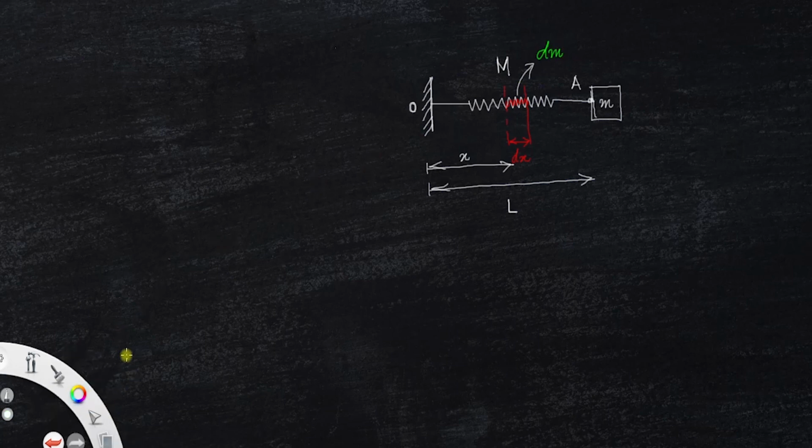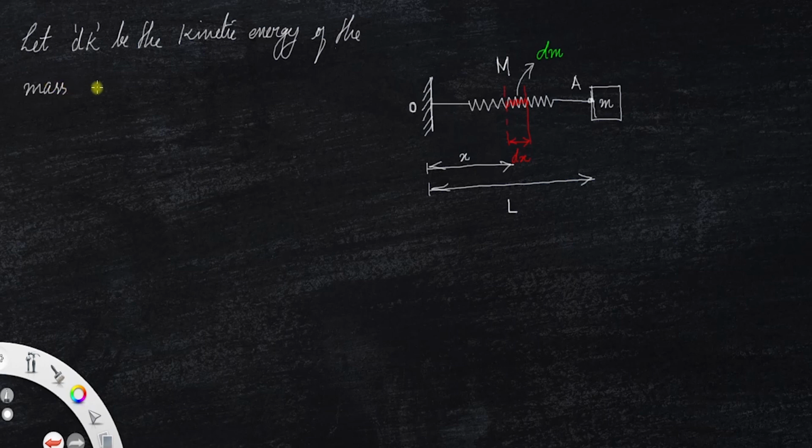Okay. First we need to find the kinetic energy of the spring. That is, let dK, where K represents the kinetic energy and d stands for a small value of kinetic energy, be the kinetic energy of the mass dm.